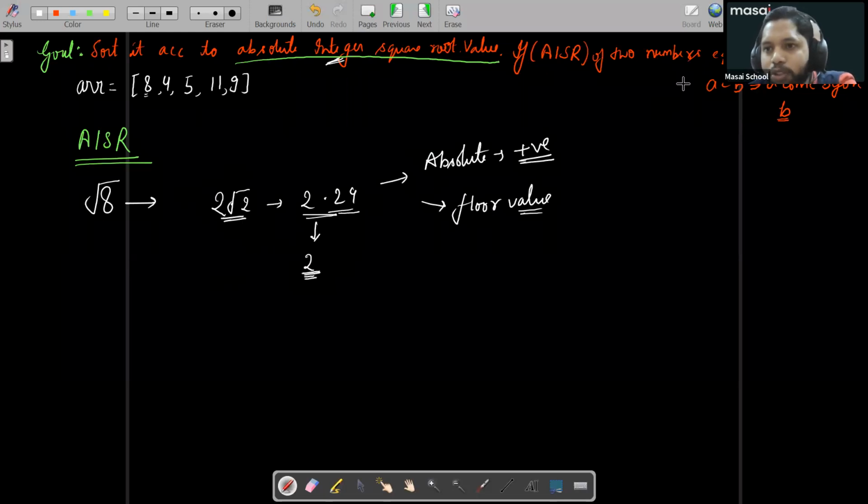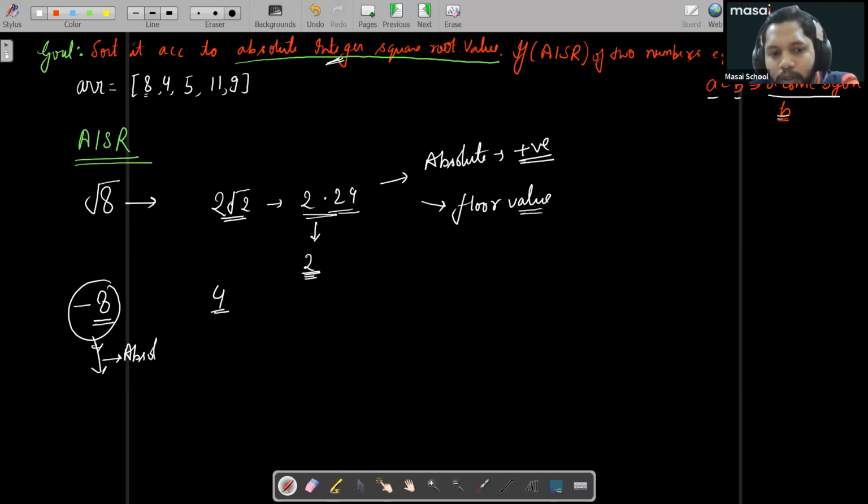And the question is also saying, if the AISR of two numbers is equal, then if A is less than B, A comes before B. So let's take one example. Here is minus 8 and here is 4. Now you need to take the absolute integer square root value. So what will you do? You will make it positive first, you will make it absolute.